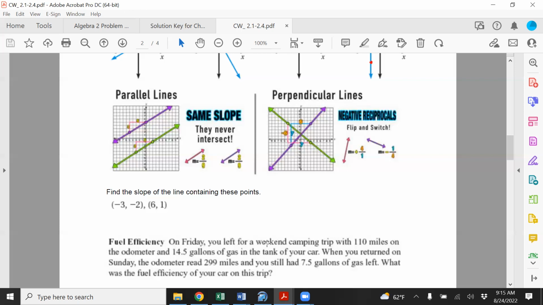Wait, so they're just switched? Yeah, what happens is that you switch the numerator and denominator and you change the sign. Yeah, actually, flip and switch. There you go.